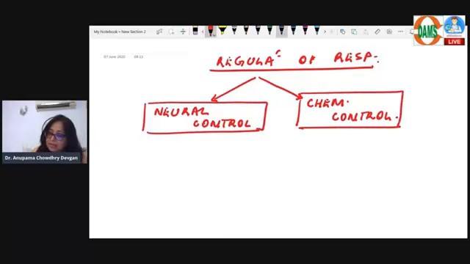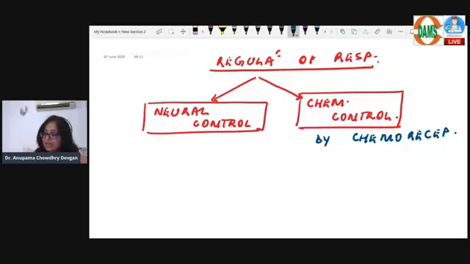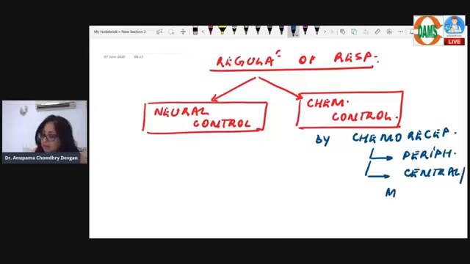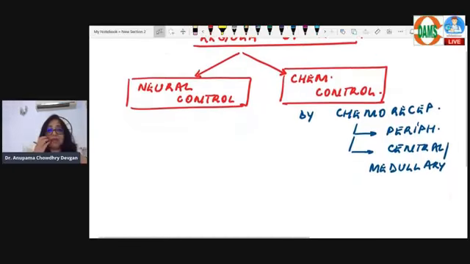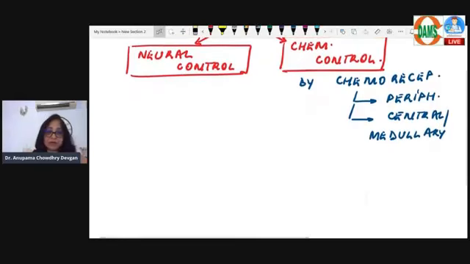Now, chemical control is by the chemoreceptors. And there are two types of chemoreceptors: peripheral chemoreceptors, and central or the medullary chemoreceptors. So you have a neural control as well as a chemical control of respiration.